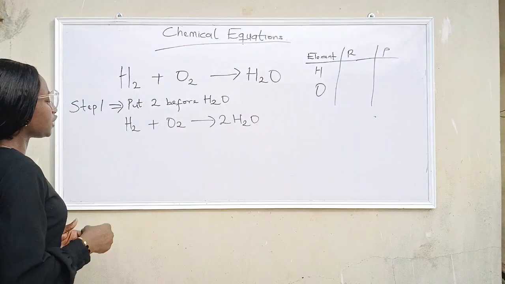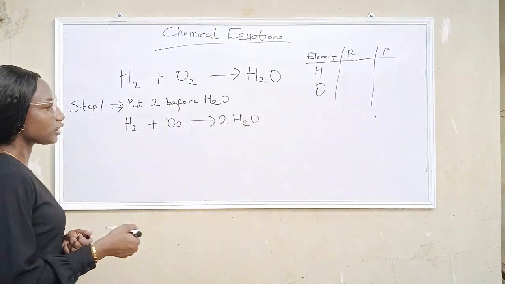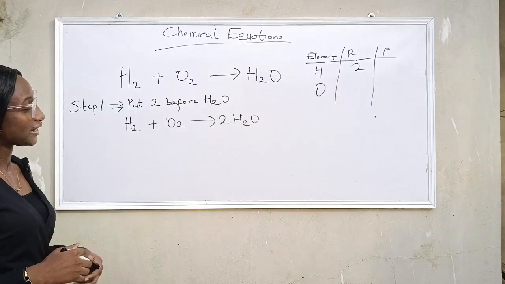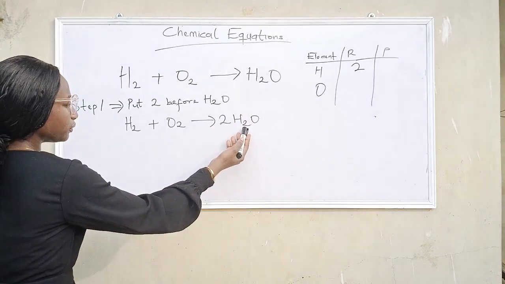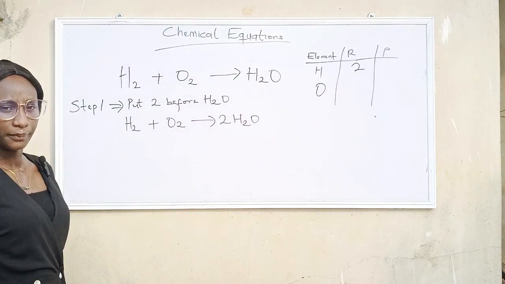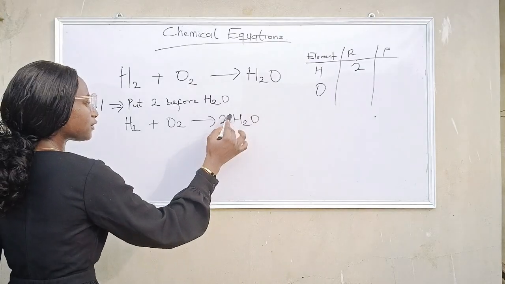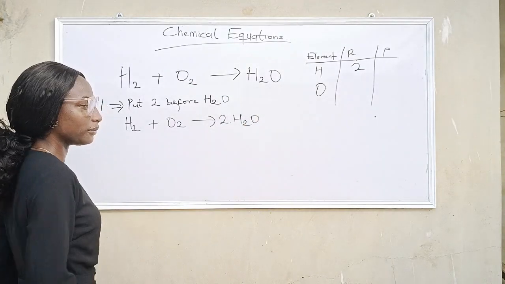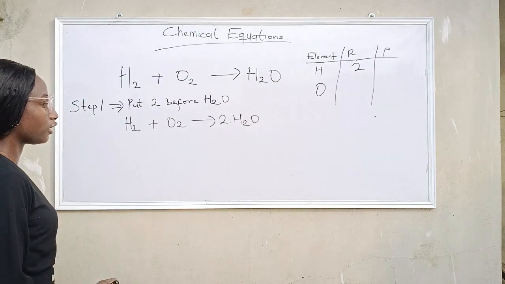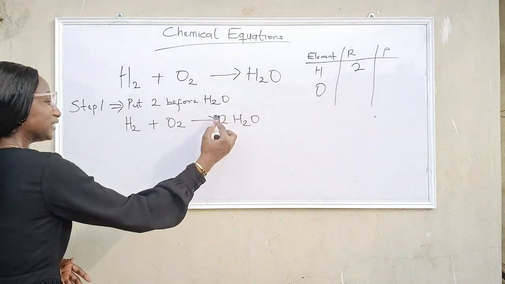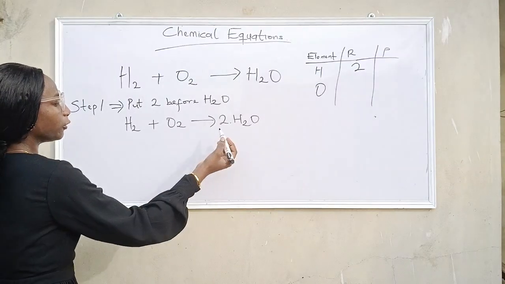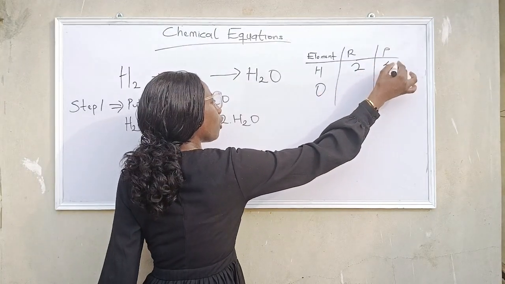So for hydrogen, on the left hand side we have two, so we're going to write two. For the right hand side we have two times two, because this two is for the two elements. The coefficient is always for the whole formula, not just one atom, or not just one element. It's for the whole chemical formula. So now we have four.